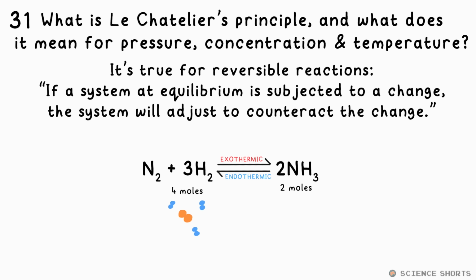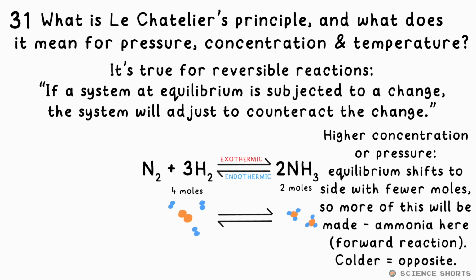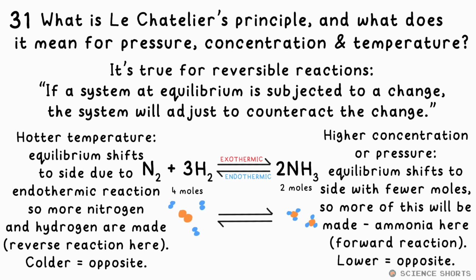Le Chatelier's principle applies to reversible reactions. It's this: if a system at equilibrium is subjected to a change, the system will adjust to counteract the change. In practice, this means the following: a higher concentration or pressure will favour the reaction that makes the fewest moles. In this case, that's the forward reaction. So increasing the concentration or pressure will make more of what's on the right here. Increasing temperature favours the endothermic reaction. That makes sense, doesn't it? The hotter it is, the harder it is for the exothermic reaction, the reaction that produces heat, to do that. And of course the opposite is true as well.